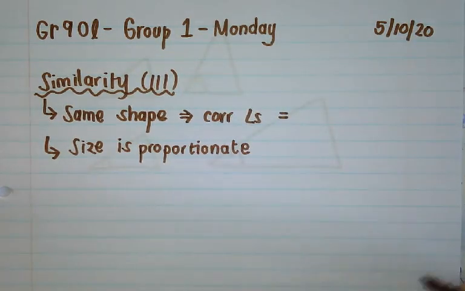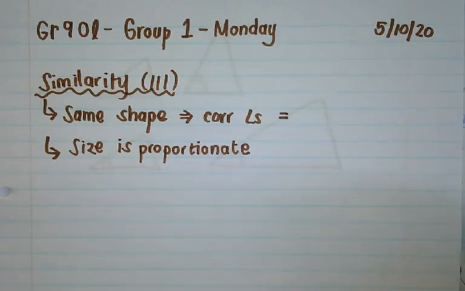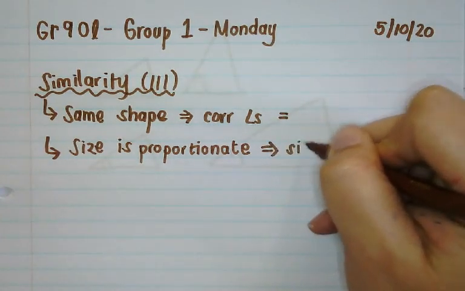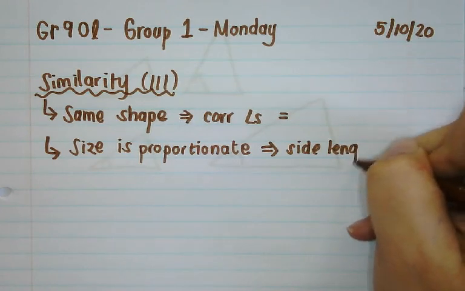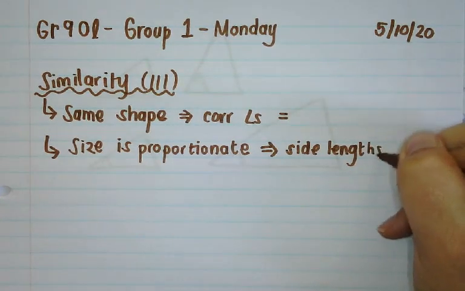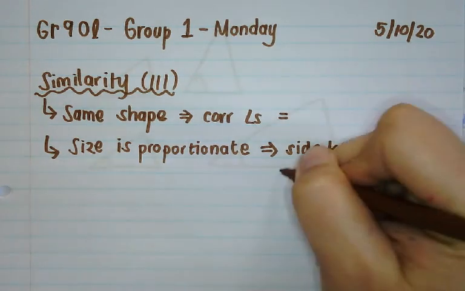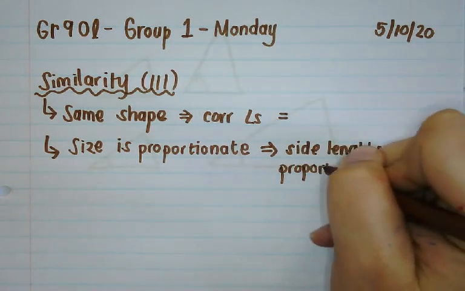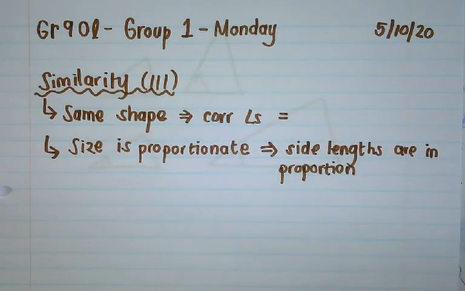So for the same shape, we would have to have corresponding angles that are equal. We are writing this down, please, because we actually want to pass at the end of the year. And for the size to be proportionate, the side lengths are in proportion. So we have 2 proofs to prove similarity. Either we're going to prove that the corresponding angles are equal, or we're going to prove that the sides are in proportion.